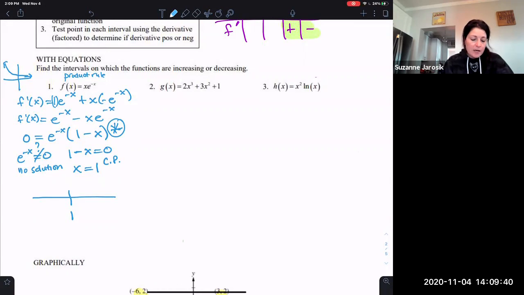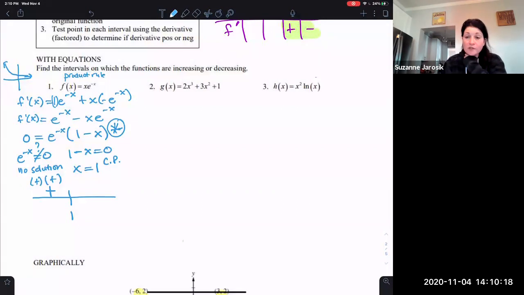So if I pick negative 100, let's say, well, e to the negative x, e to the positive x, when x is anything, guess what? It's always positive. We just talked about that. But 1 minus either 0 or some negative number is going to result in a positive value. So to the left of 1, we are positive. And then on the right side of 1, if I put in anything large like 100 or 2, doesn't matter.